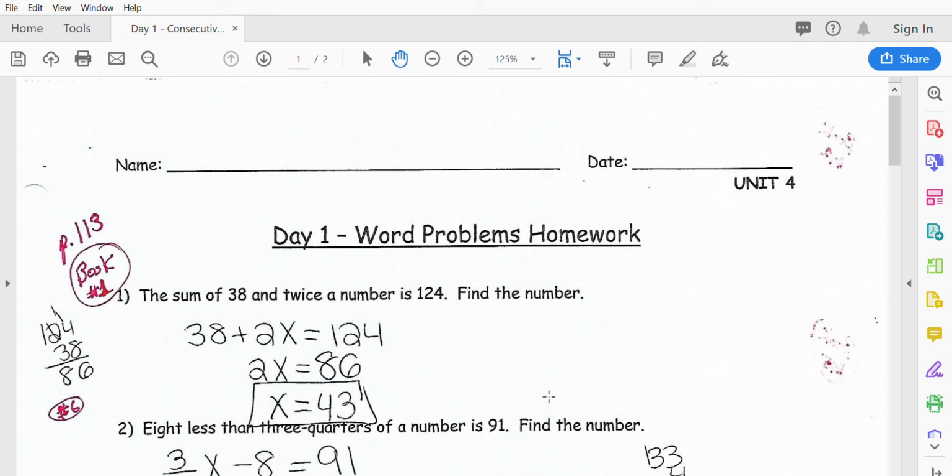Okay, everyone, here are the homework answers for day 1, the consecutive integers and the perimeter/area word problems. The copy of this will also be sent to you at home, but watch this video with me.